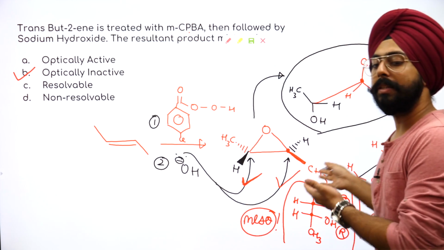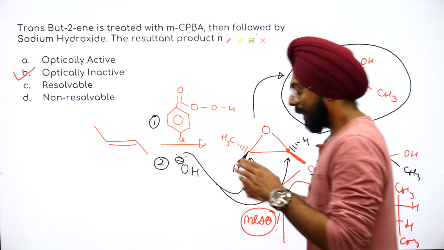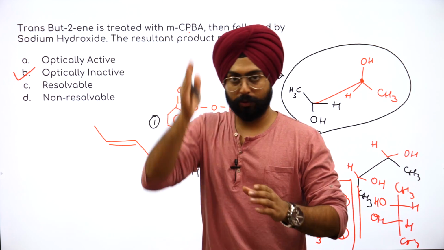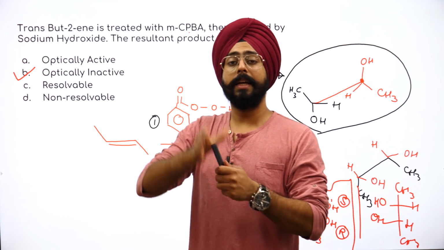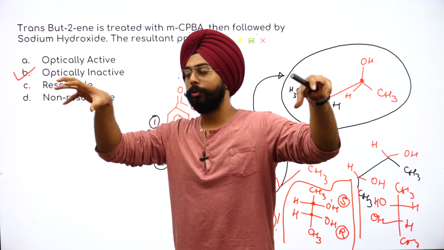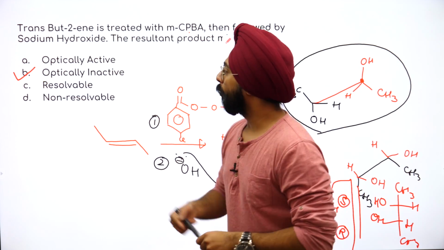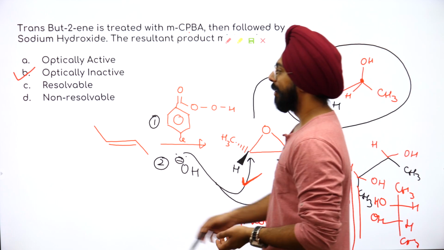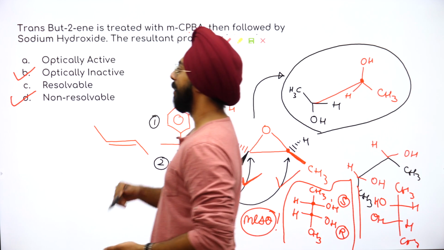Now since these are meso compounds, these are not enantiomers. Enantiomers can be resolved into enantiomeric excess. If you have R and S enantiomers together, that's called a racemic mixture. You can take that racemic mixture and separate it into just S or just R. But over here, what is happening? You have a meso compound. You cannot resolve a meso compound.